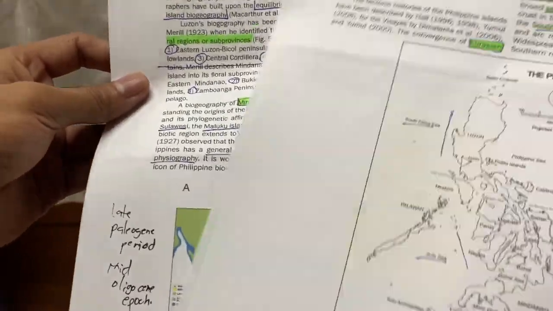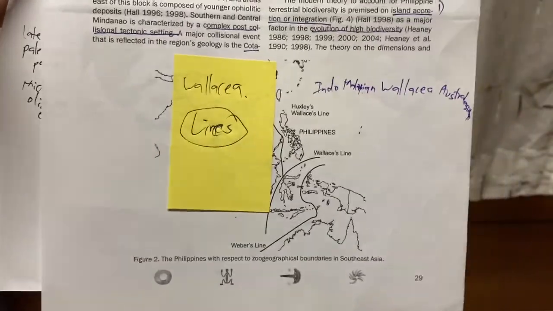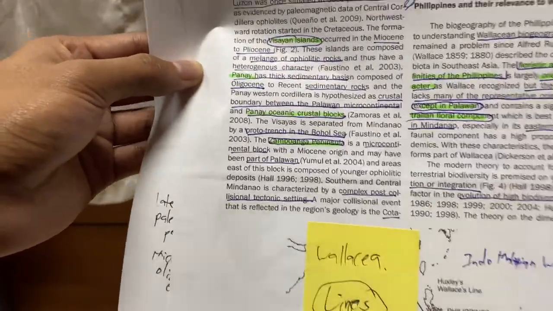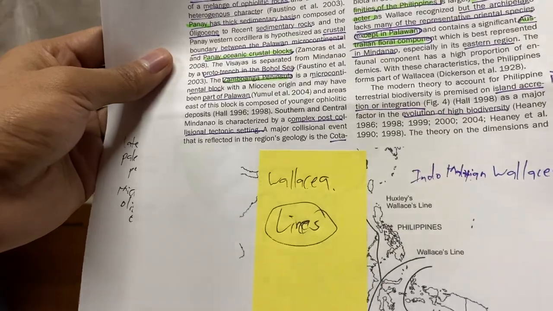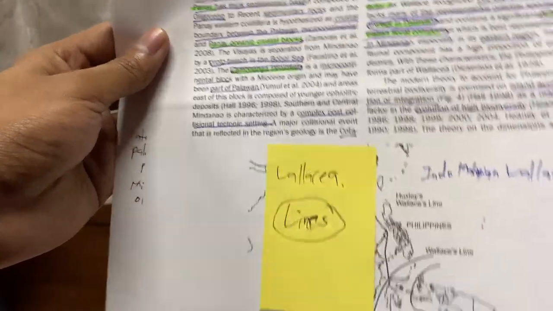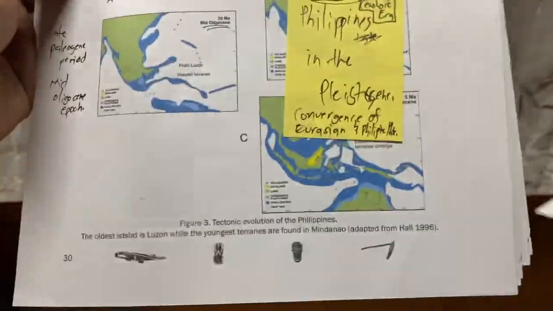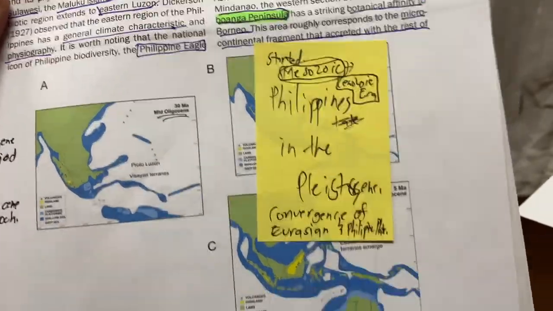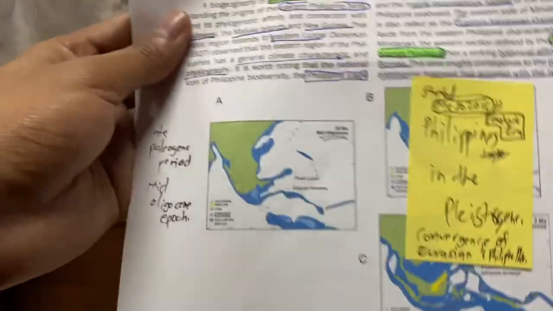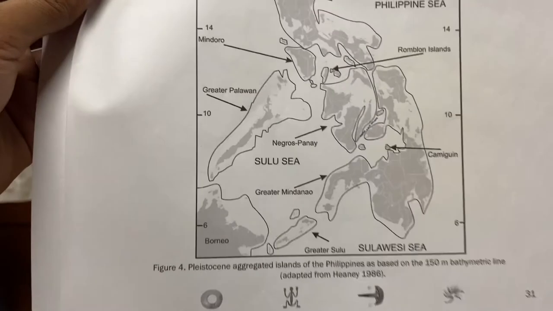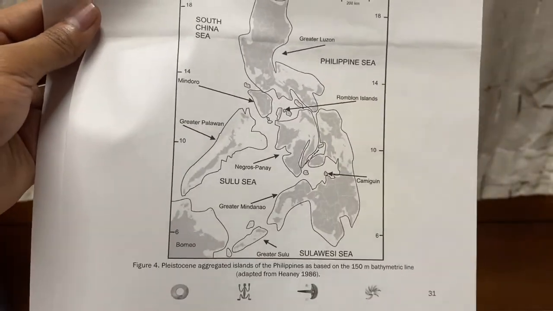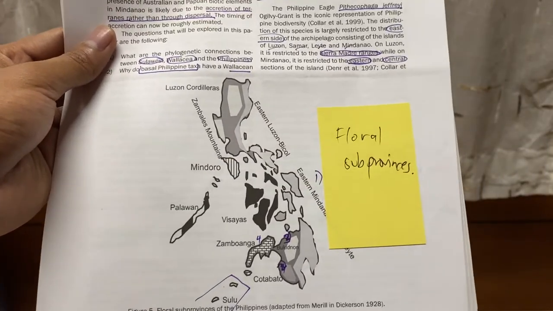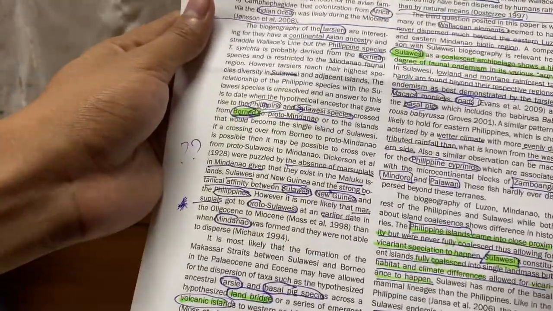Okay? So pay attention to the Wallacea lines, the Indo-Malayan lines, the Weber, the Lydekker, the Huxley, the Wallace lines, and the lines that I have made you draw. And I have already discussed this, the geologic reconstruction of how the Philippines was formed, the different possible island groups if there was an ice age, the floral sub-provinces. So those are the important things in this reading.